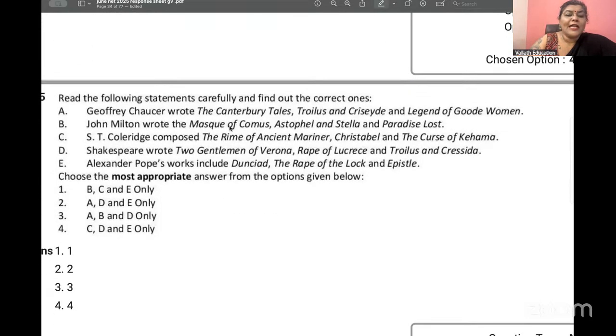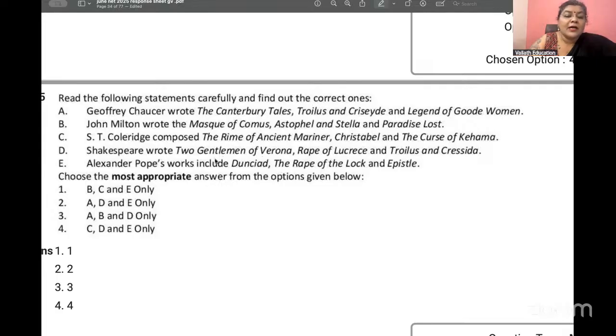Okay. Read the following statements carefully. Geoffrey Chaucer wrote Canterbury Tales, Troilus and Cressida, Legend of Good Women. A is correct. John Milton wrote Astrophil and Stella. B is wrong. S.T. Coleridge composed Rime of the Ancient Mariner. Curse of Kehama is Southey. C is wrong.